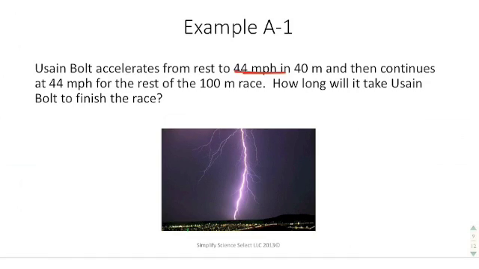So now the question says, how long does this entire race last? And so what we need to do is say, okay, let's first start off by seeing what we know about this race. It tells you that Usain Bolt is going to accelerate from rest to 44 miles per hour in 40 meters. So we know that for 40 meters he's going to be accelerating.